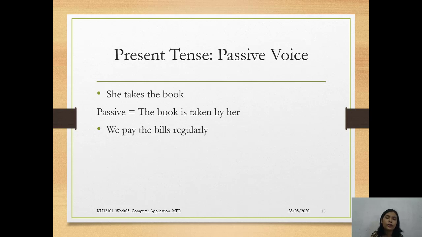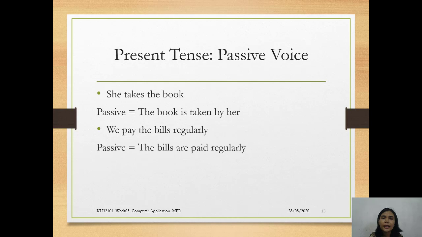Same thing for number two: we pay the bills regularly. If you want to say it in the passive voice, you just want to say that the bills are paid. So the bills are paid regularly. If you want to say by whom, then you can say by us. But when you say the bills are paid regularly, it's more than enough to explain a passive voice sentence.